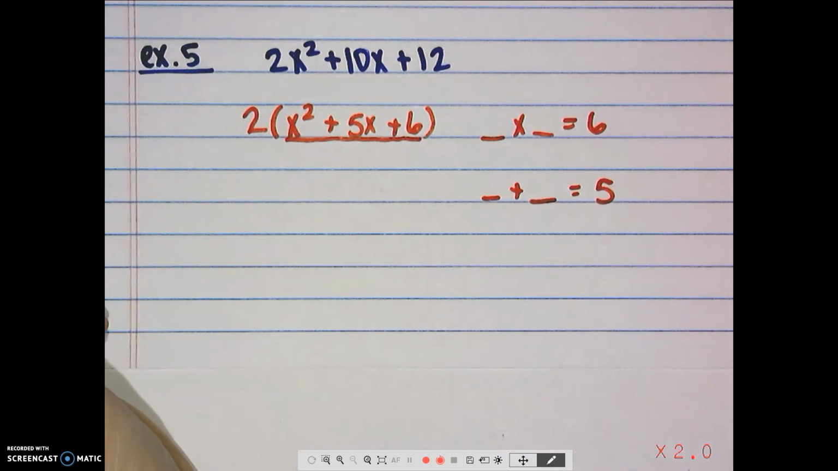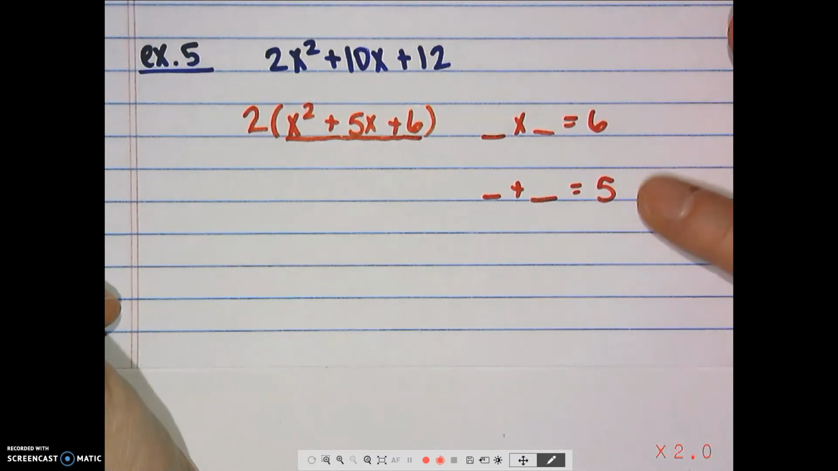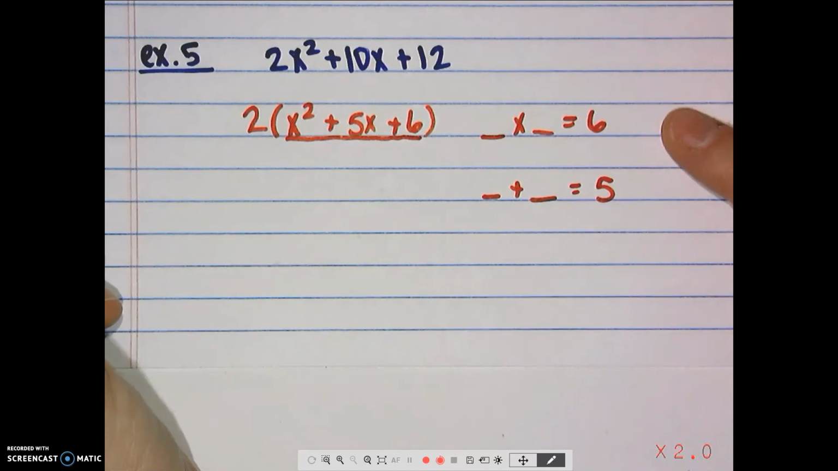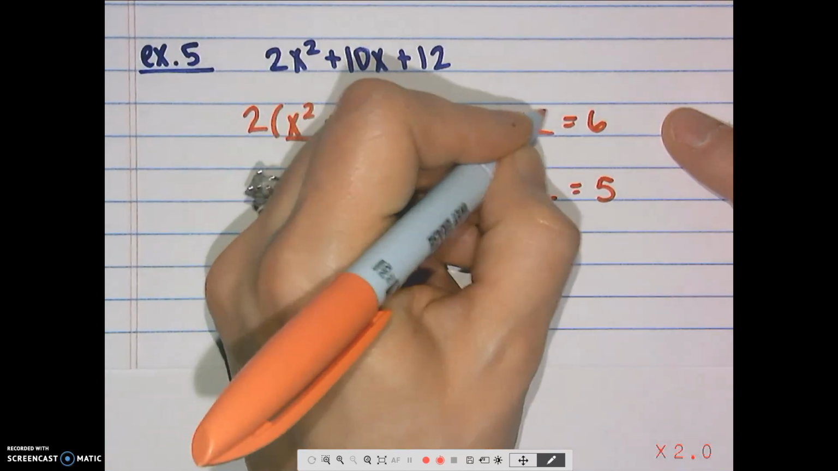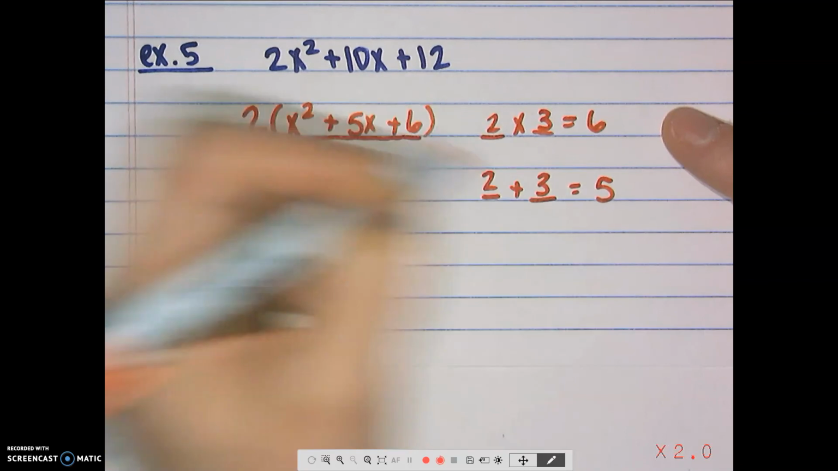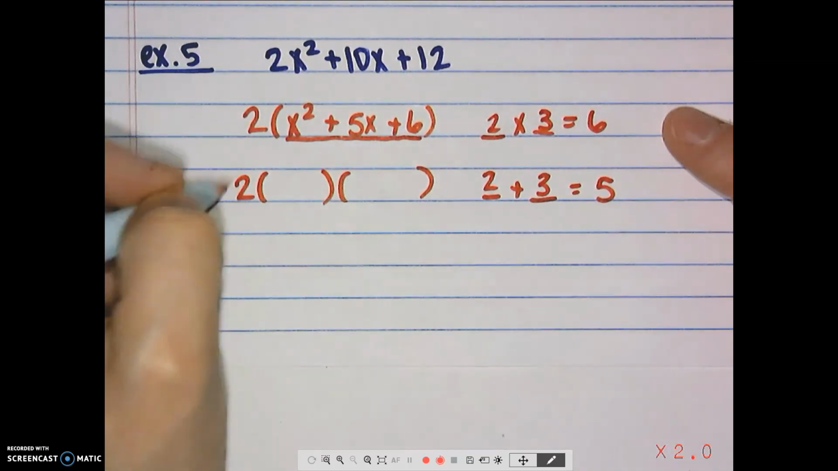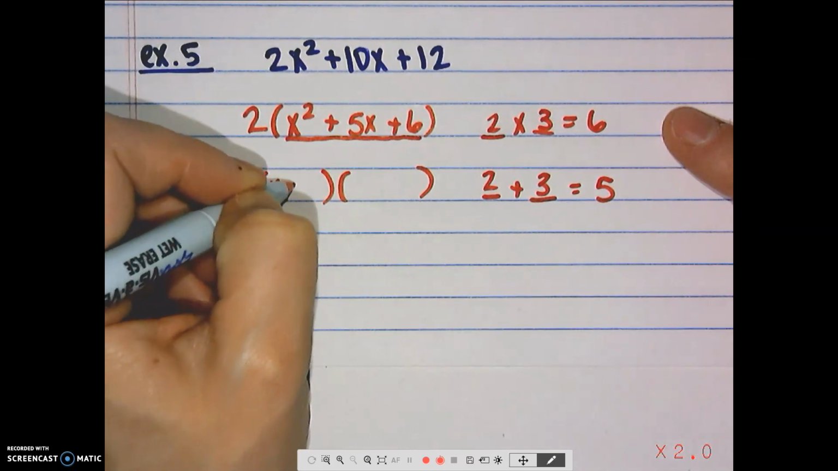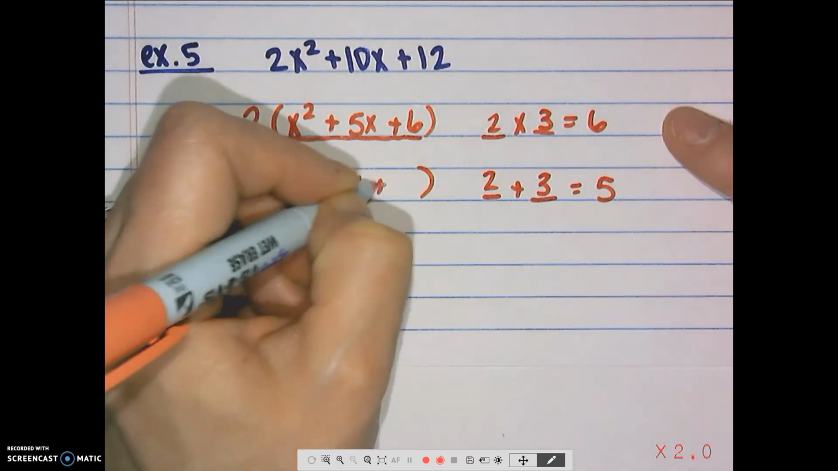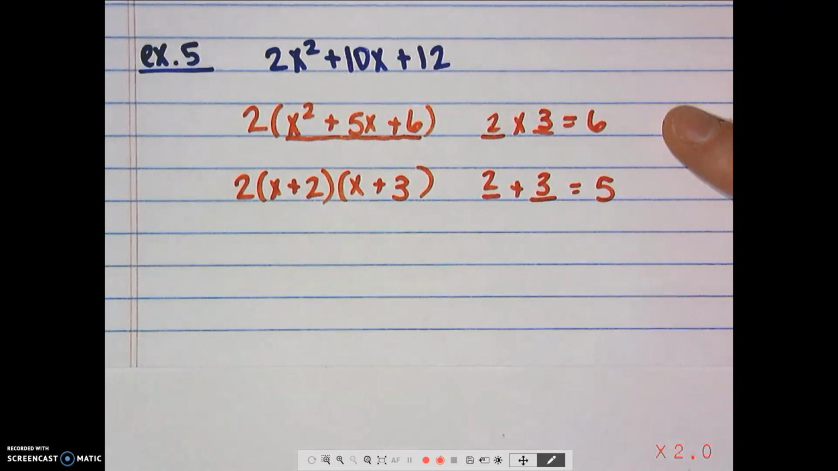So we have 1 and 6, but those aren't going to give me a positive 5. So we need 2 and 3. So this 2 will stay out front. We just carry that along. And then we need x plus 2 and an x plus 3. And that would be our answer.